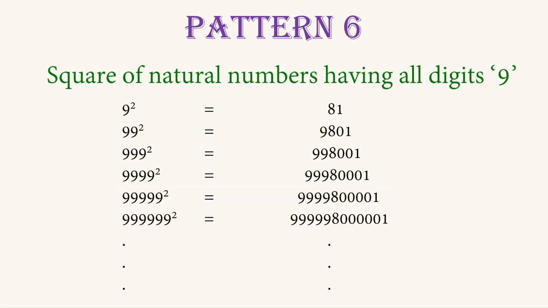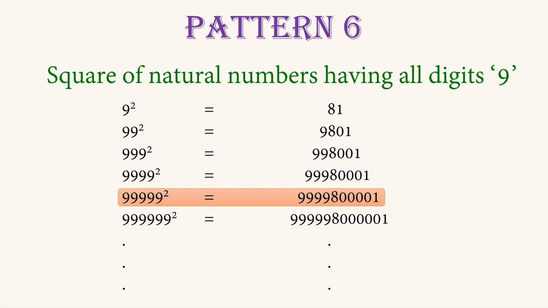This is another pattern when we have a number with all nines. 9 square is 81. When we write the result of this, first we have to count the total number of nines. In the result, count minus 1 number of nines, followed by only 1 eight, and again count minus 1 number of zeros followed by 1. Let us observe this. Here we have 5 nines. So in the result we should write 4 nines first, then 8, 4 zeros, at last 1.